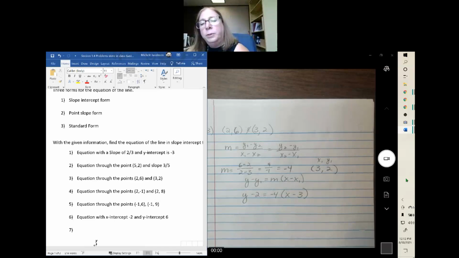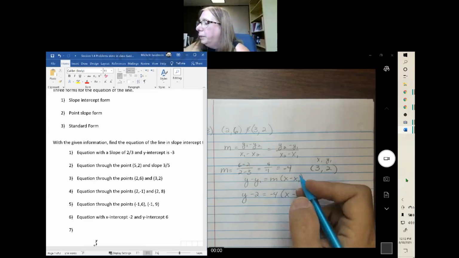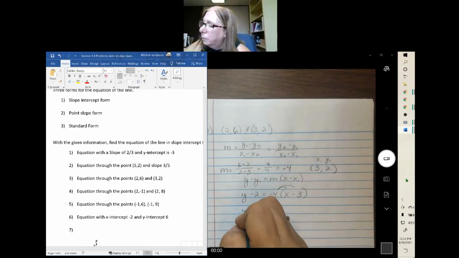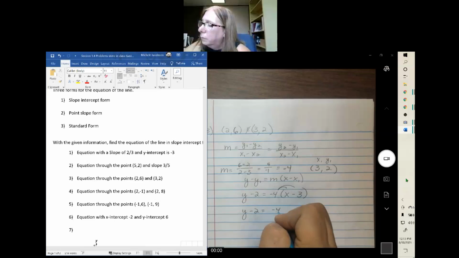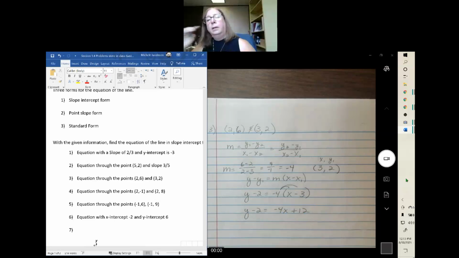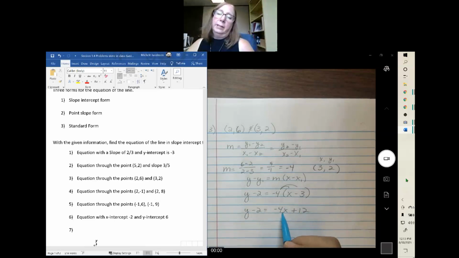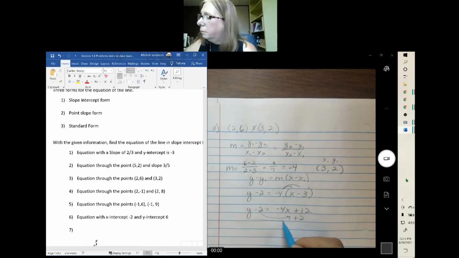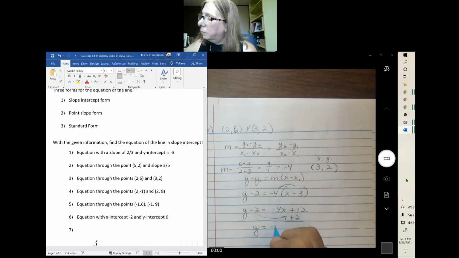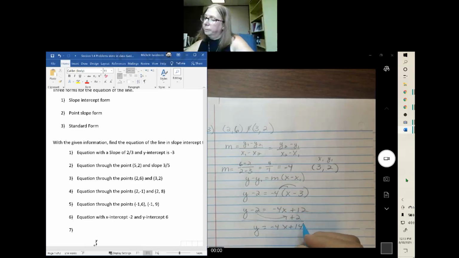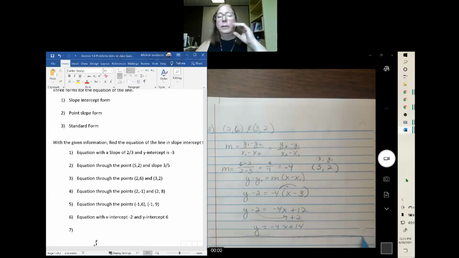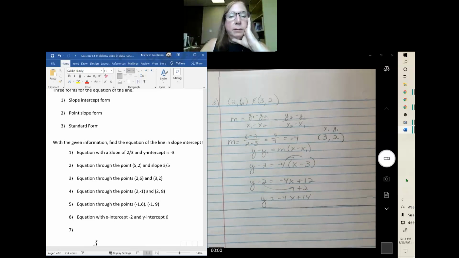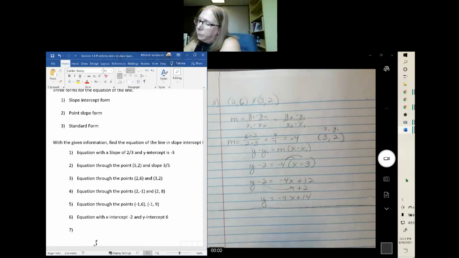We want it in slope-intercept form, so we have to solve for y. Distribute the -4. -4 times x is -4x. -4 times -3 is +12. And then we're going to add the 2 to the other side. Any questions on that one? Okay, let's try number 4.